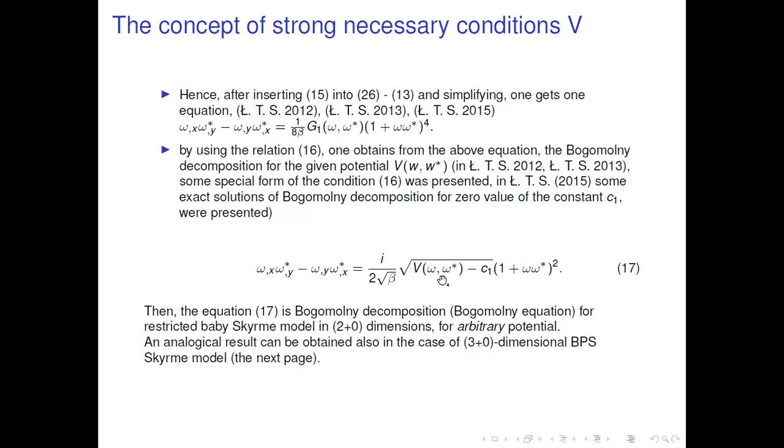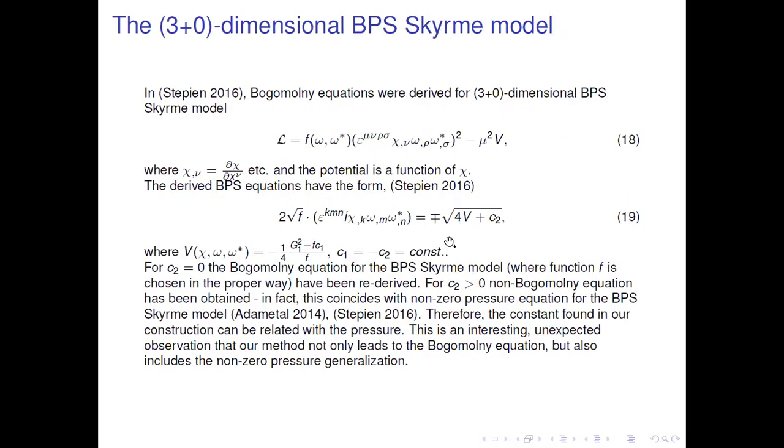The analogous result can also be obtained in the case of the three-dimensional BPS Skyrme model. And this is only the final result. There is a very interesting role of the constant C2, because for zero constant C2, we have the usual Bogomolny equations for the BPS Skyrme model. For positive constant C2, we obtain non-Bogomolny equations, and this coincides with the non-zero pressure equation.